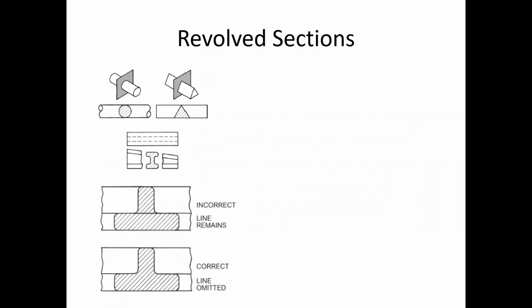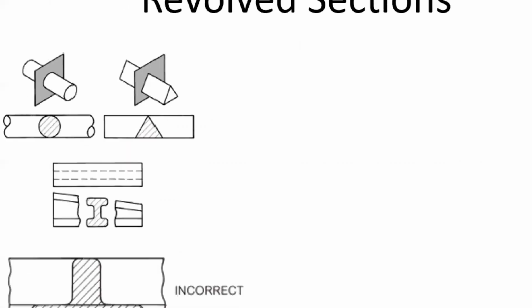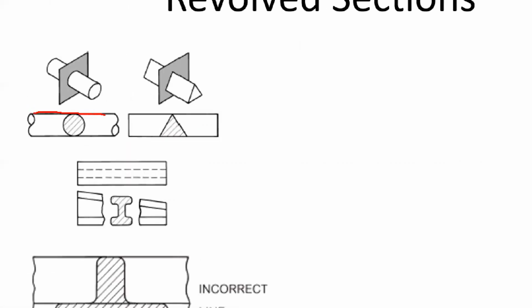Revolved sections or removed sections are intended to show the shapes of stock. If you look at those two at the top, that front view looks exactly the same, whether it's a round bar, a rectangular bar, or a triangular bar. This primary view looks exactly the same regardless of what shape it really is.